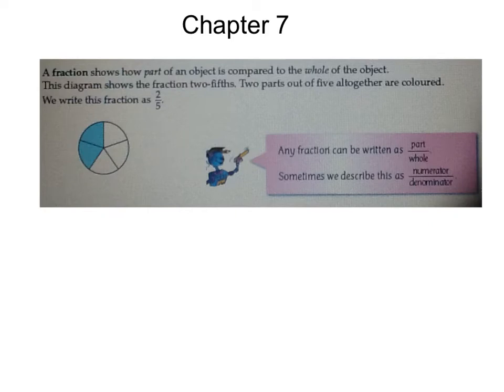This is chapter 7, young people, of the Alpha textbook. I'm not going to give you the page reference because it can be confusing if you are on your electronic copy. So please go to chapter 7 when you get to electronic copy, and this is where we are going to be working through. And it says a fraction shows how part of an object is compared to the whole of the object. Have a look at the fraction at the bottom. Any fraction can be written as part over whole. And sometimes we call that, in fact always we call that, numerator over denominator.